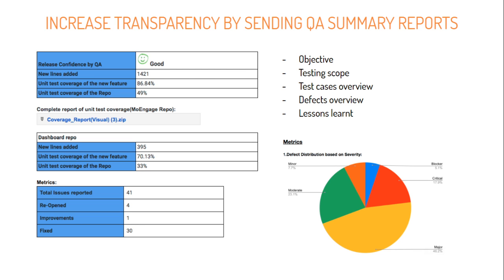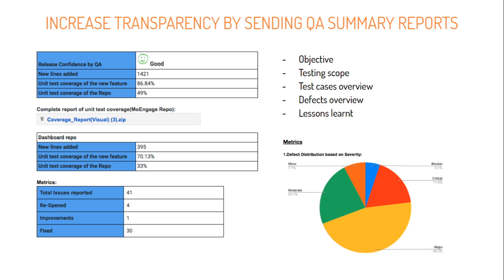Okay. I want to give you 2-3 quick tips and I will wrap up. So the next topic I want to talk about is sending QA summary reports. If you send out QA summary reports, you'll increase transparency twofold.